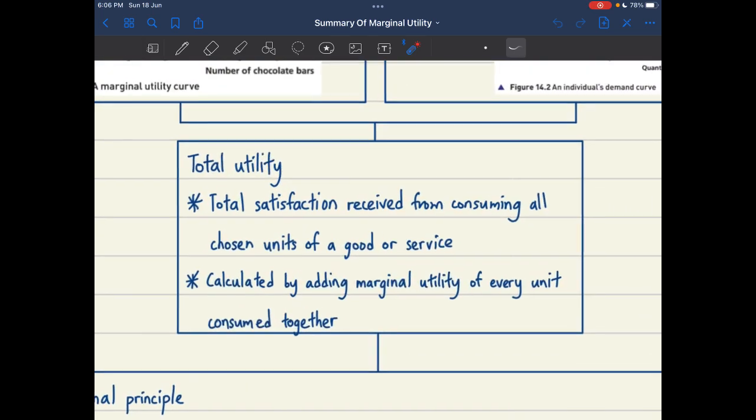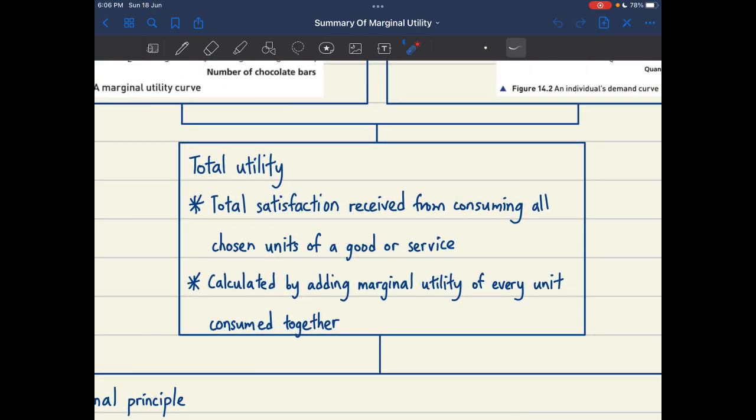And then the total utility will basically be the total satisfaction received from consuming every chosen unit of a good or service. So by adding up all the marginal utilities of each unit together, you'll get the total utility, like what I mentioned down here, which is calculated by adding the marginal utility of every unit consumed together. All right. So I'll take the marginal utility of the first unit consumed, the marginal utility of the second unit consumed, all the way to the last unit that I consumed, combine together, and we get total utility.